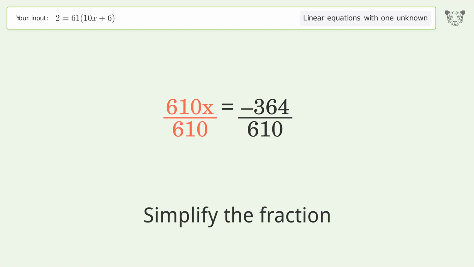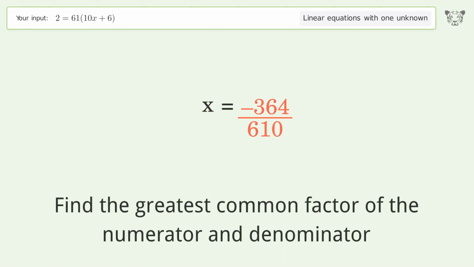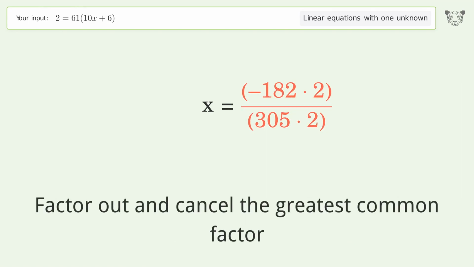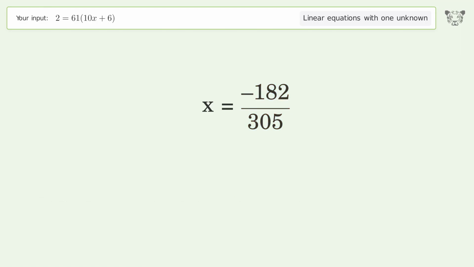Simplify the fraction. Find the greatest common factor of the numerator and denominator. Factor out and cancel the greatest common factor. And so the final result is x equals -182 over 305.